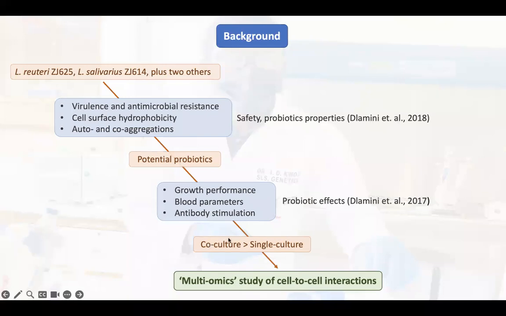So we came down to the question that I raised earlier. Why are the co-cultures showing better effect compared to the single culture? This gave birth to my research studies when I started my PhD, which was to study the cell-to-cell interactions between Limosilactobacillus reuteri and Ligilactobacillus salivarius in co-culture, using a multi-omics approach. I only picked the proteomics and metabolomics aspect for the sake of time.